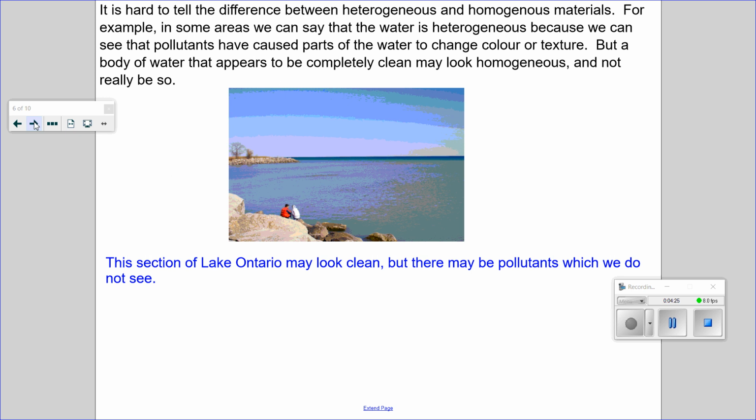It's hard to tell the difference between heterogeneous and homogeneous materials. For example, in some areas we can see that the water is heterogeneous because pollutants have caused parts of the water to change color or texture. But a body of water that appears to be completely clean may look homogeneous and not really be so. We see in this picture, this section of Lake Ontario may look clean, but there may be pollutants which we do not see.